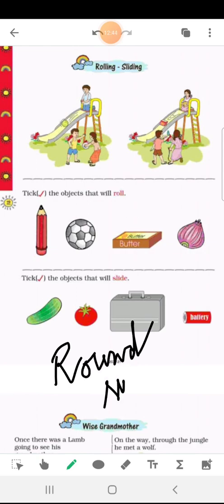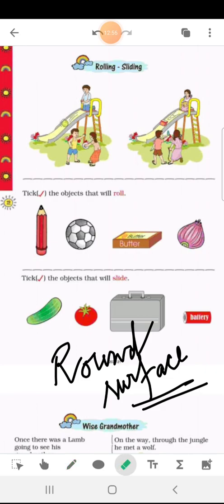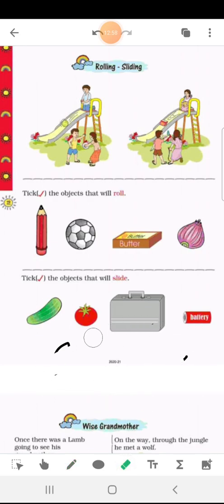The objects which have round surface can roll, and the objects which do not have round surface cannot roll. Suppose this box cannot roll. What will happen if we keep the thing here? The thing will slide. This suitcase will slide from here. From top to bottom it will slide.